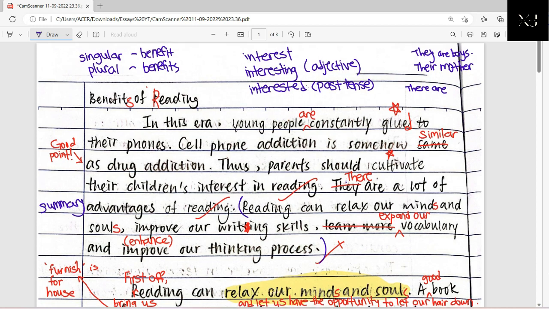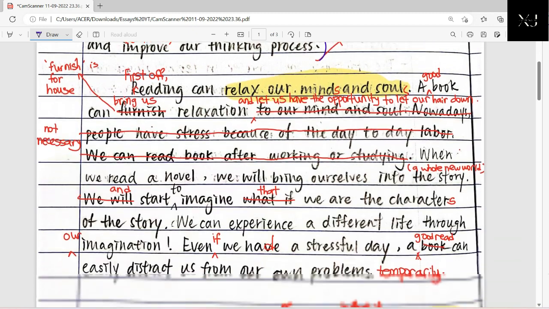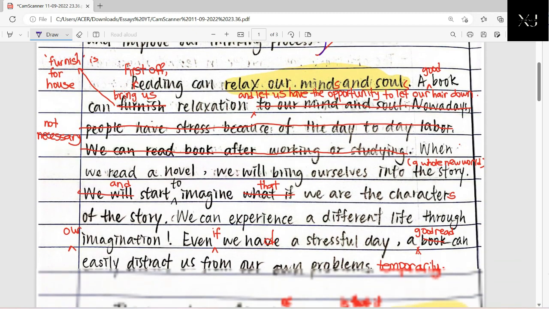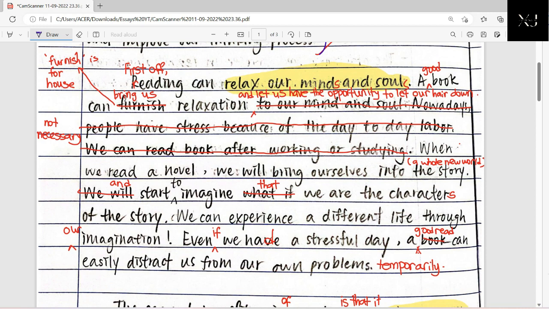Alright, so let's move on to the first paragraph that was written by my student. First off, reading can relax our minds and souls. A good book can bring us relaxation and let us have the opportunity to let our head down. When we read a novel, we will bring ourselves into the story and start to imagine that we are the characters of the story. We can experience a different life through our imagination. Even if we had a stressful day, a good read can easily distract us from our own problems temporarily.